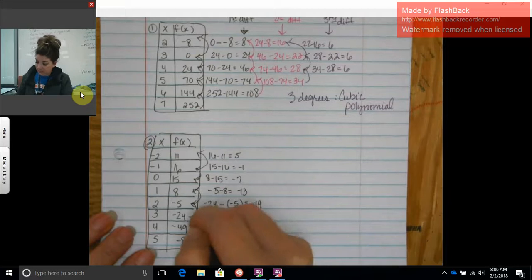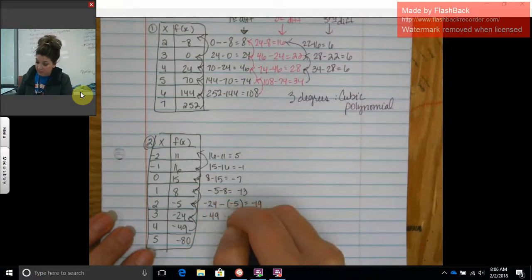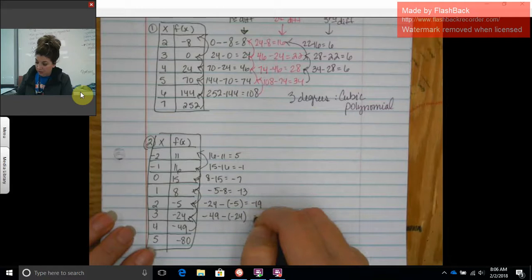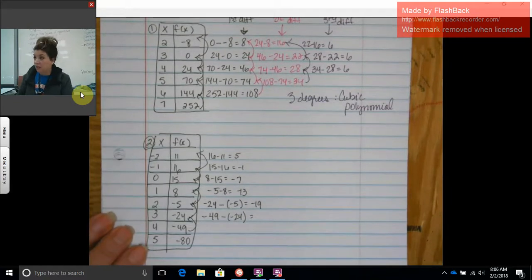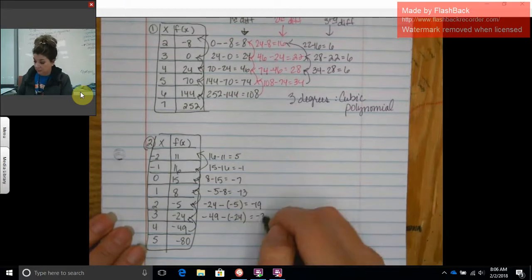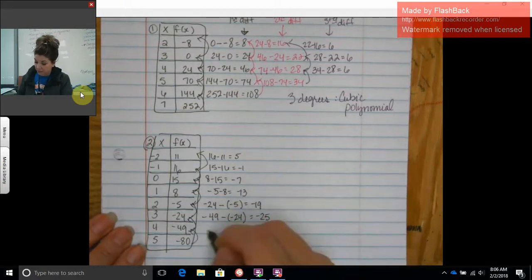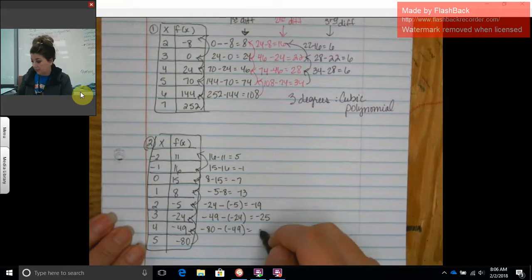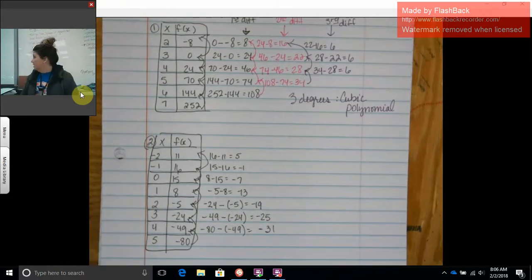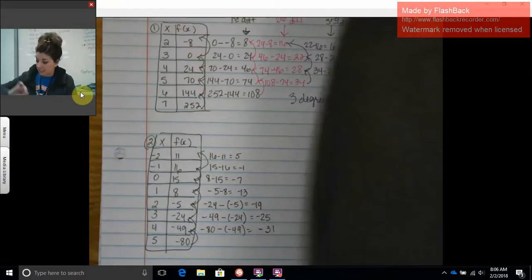So what was it? Negative 19. Now we got another crazy one. Negative 49 minus negative 24. That makes negative 49 plus 24, and it's negative 25. Negative 80 minus negative 49 means negative 80 plus 49, and you get negative 31. Not 1 degree. This is not a linear function. Am I right? Right. Alright, let's see if it is a quadratic, 2 degrees.